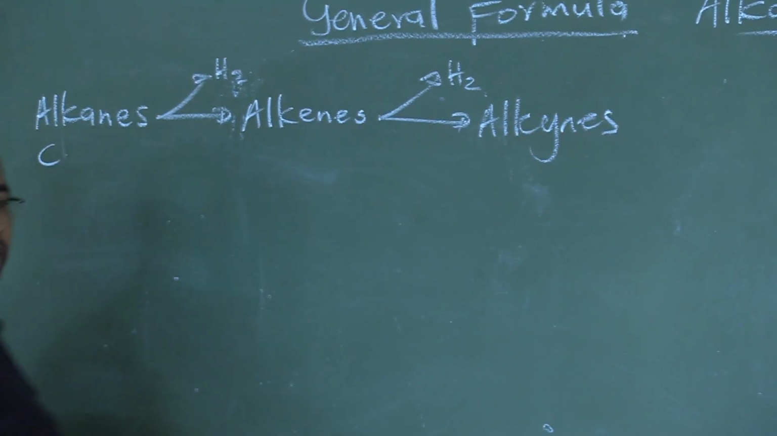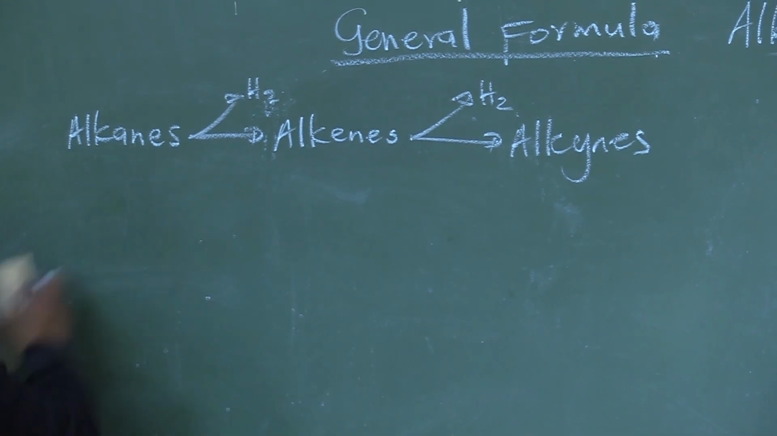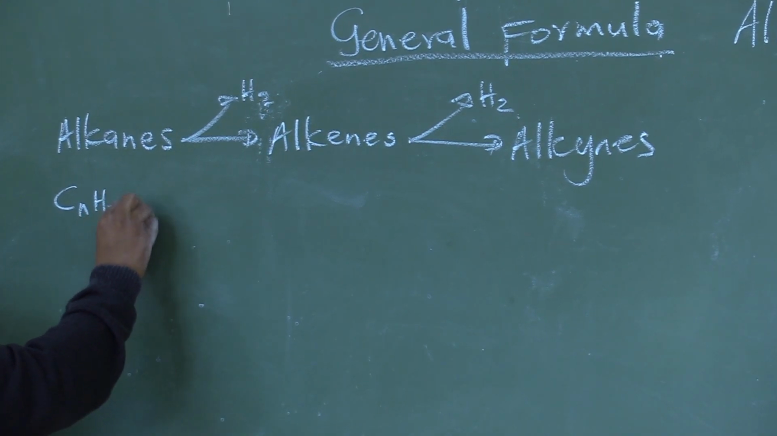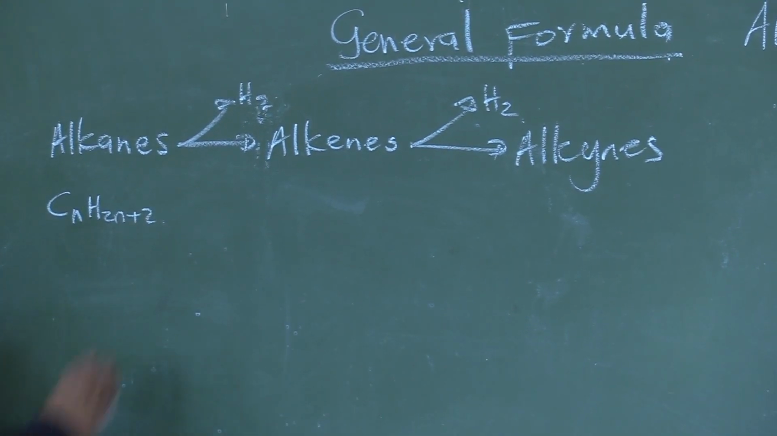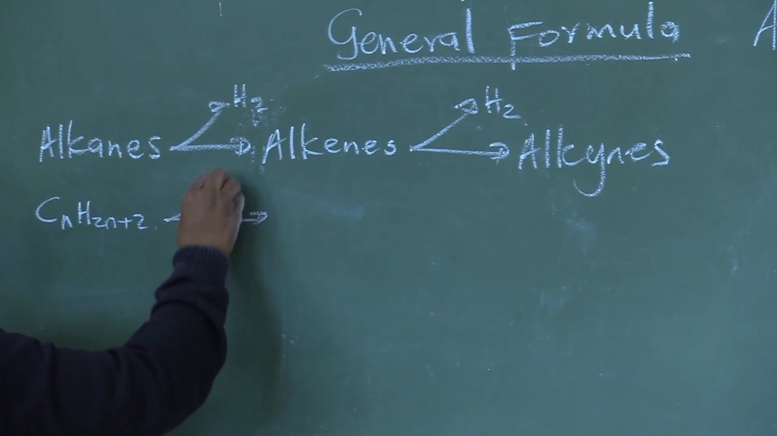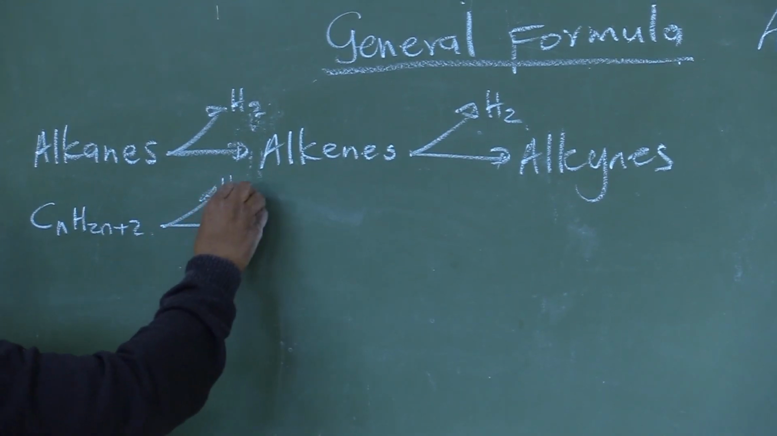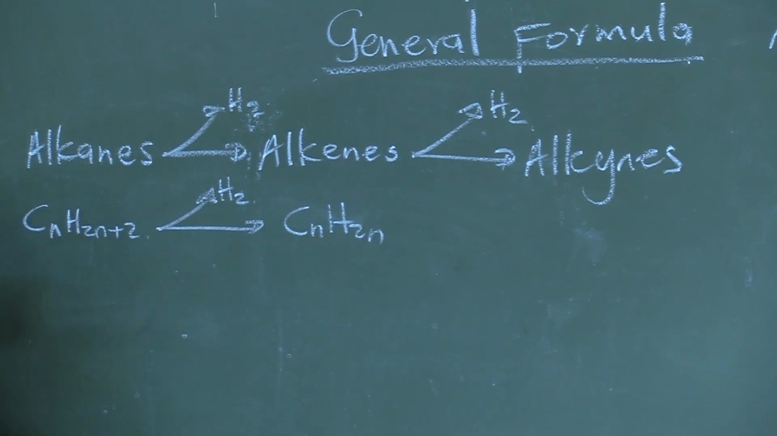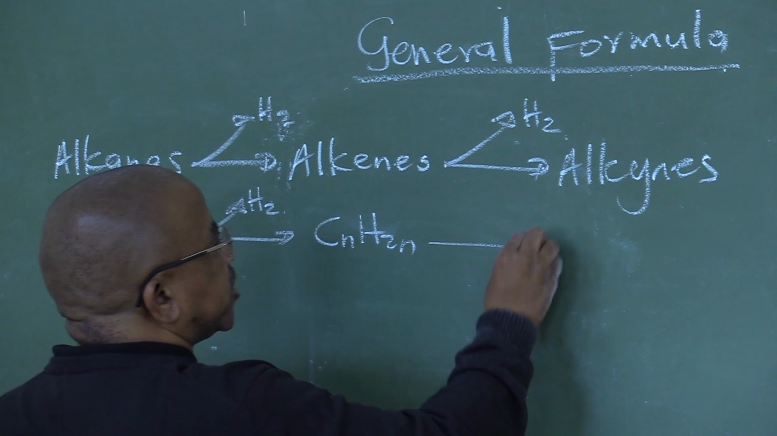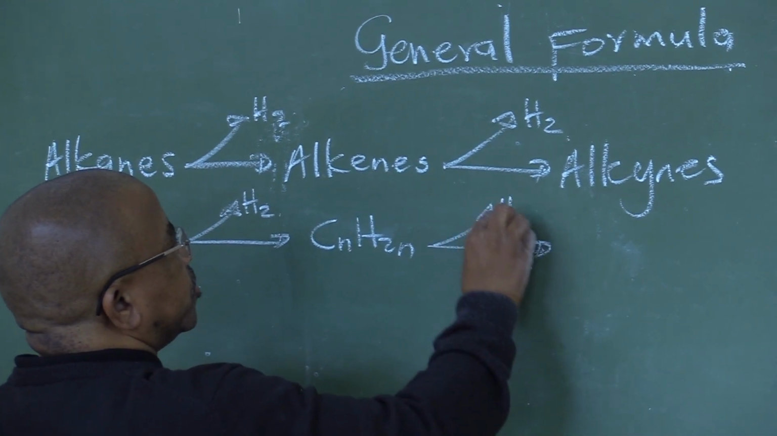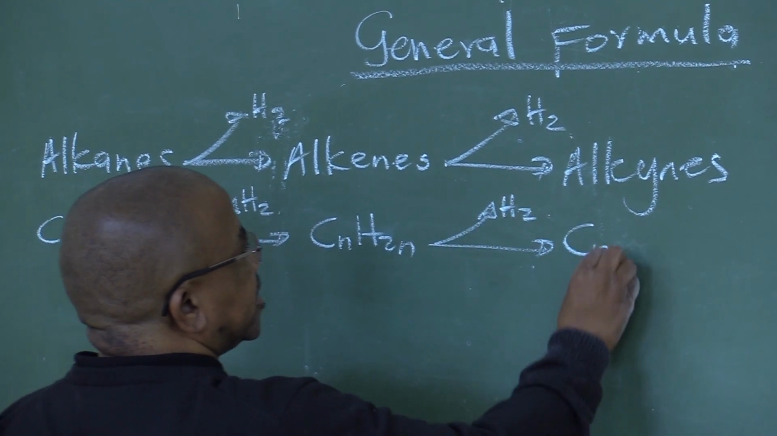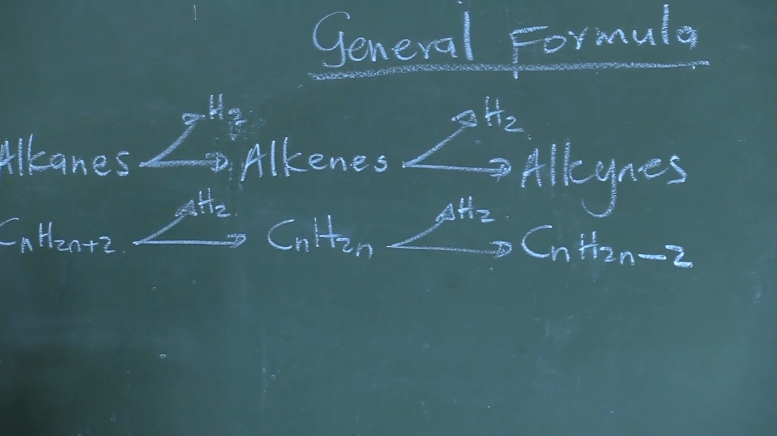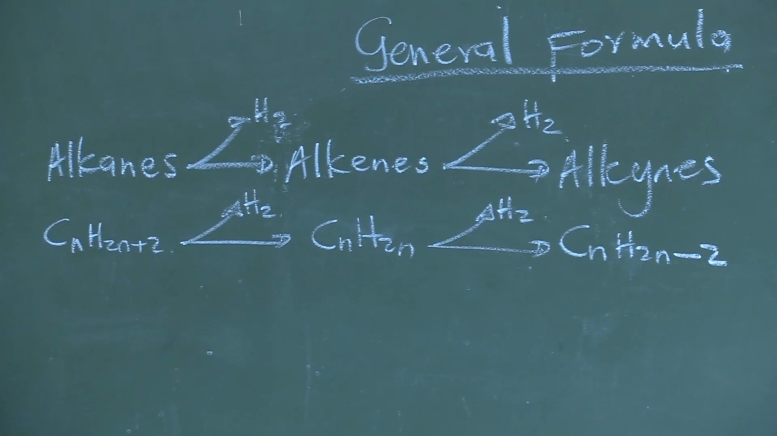Let's go to general formula. General formula of alkanes, it's CnH2n plus 2. So keep OH2, so keep hydrogen, so CnH2n. Messi keep futhi hydrogen, H2. So CnH2n minus 2. Ngoba siyakhipha hydrogen. This is a general formula.